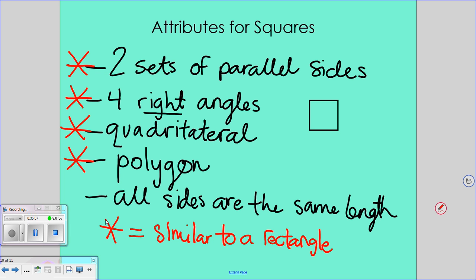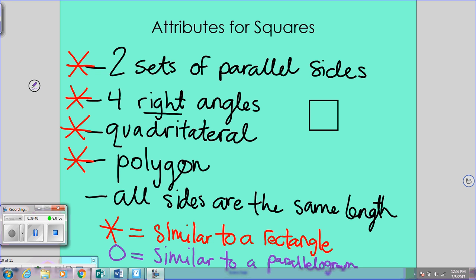But does this rectangle meet all the rules for a square? Does it have 2 sets of parallel lines? Yes. Does it have 4 right angles? Yes. Is it a quadrilateral? Yes. Is it a polygon? Yes. Are all sides the same length? No. So basically, a square can be a rectangle, but a rectangle cannot be a square.